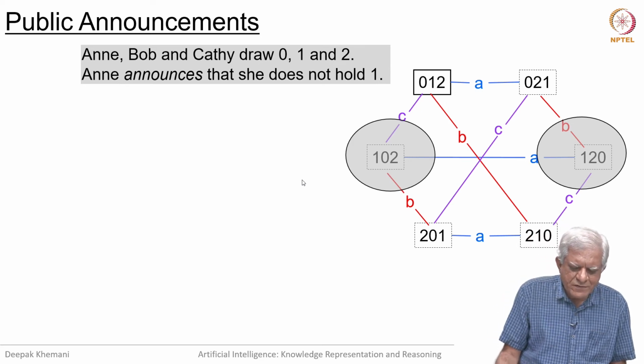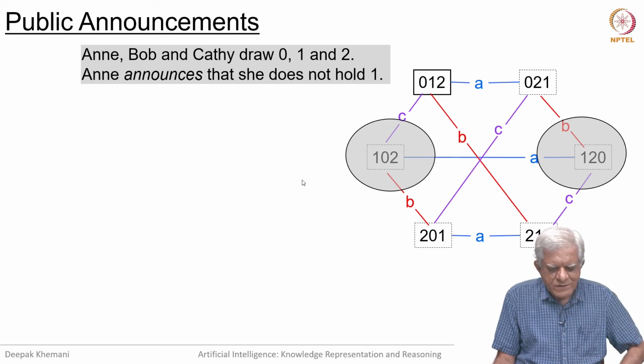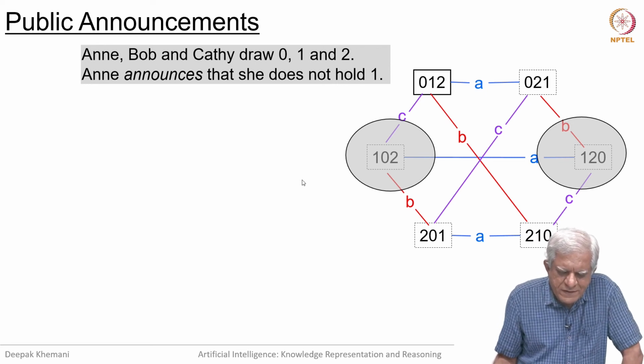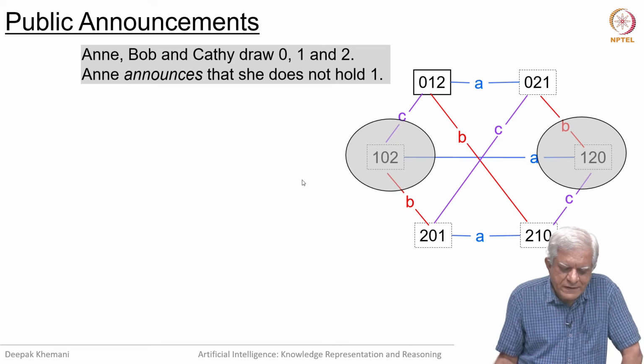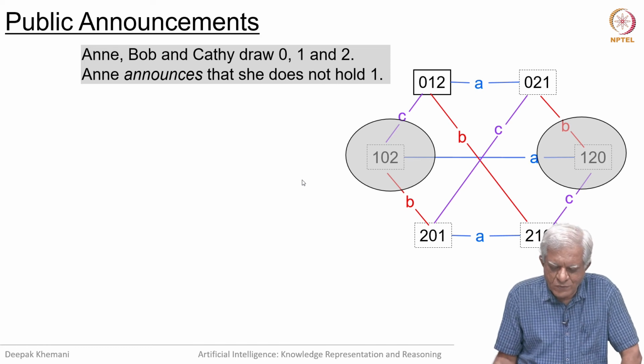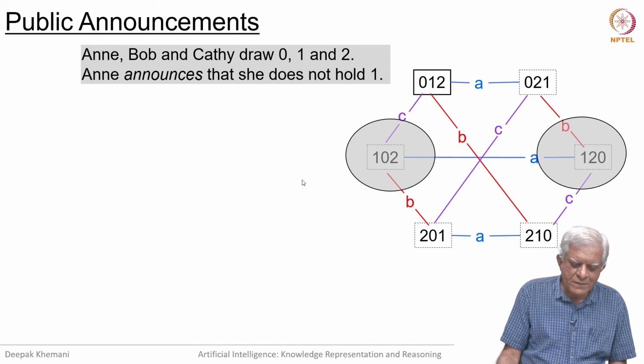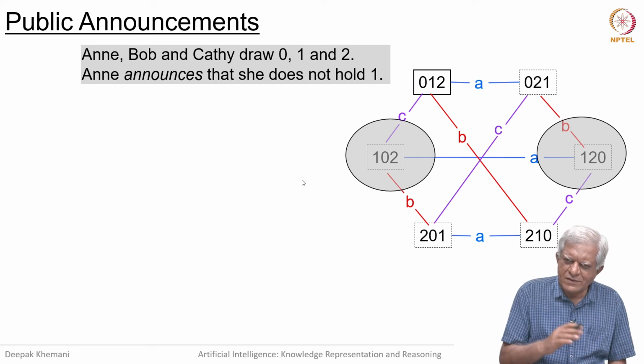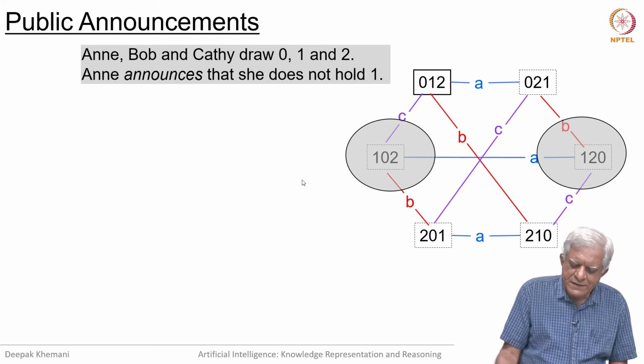So, let us see the impact of public announcements here. We saw the situation that Annie was holding card 0, Bob was holding card 1, and Kathy was holding card 2, and this was the Kripke structure that we saw. And now suddenly Annie announces that she does not hold 1, which is a true statement obviously. In the logics of knowledge, you can only make true statements, and she says that she does not hold 1, which is the case because she is actually holding 0.